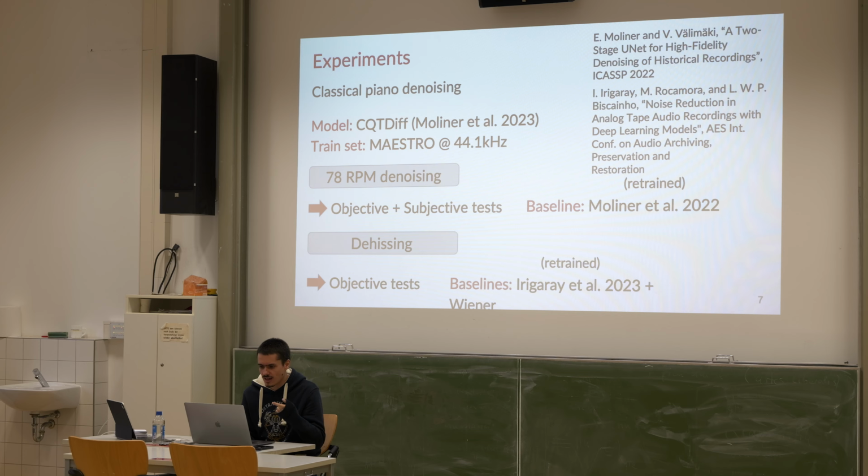For the baselines, I used supervised deep learning models, so predictive models for denoising. The first one was also created by Eloy. It's a 2-stage UNet to remove 78 RPM noise. It is trained with pairs of clean data and noise samples which are joined together at different SNRs. And the baseline for the dehissing with supervised deep learning was a model by Irigaray, which is the same model really, but just trained on a tape hiss dataset.